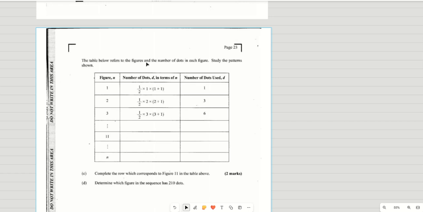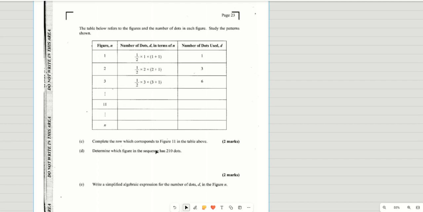The table below refers to the figures and the number of dots in each figure. Study the pattern shown. Complete the row which corresponds to figure 11 and determine which figure has a sequence of 210. Okay, let's do part C. When I have these types of questions, I always do my formula first, which is when they ask you for n, when the figure number is equal to n.